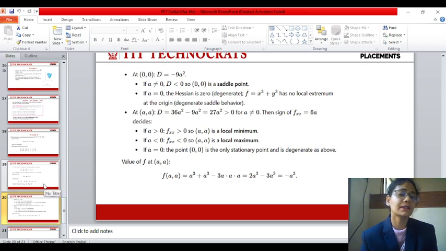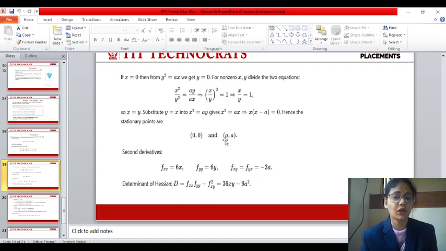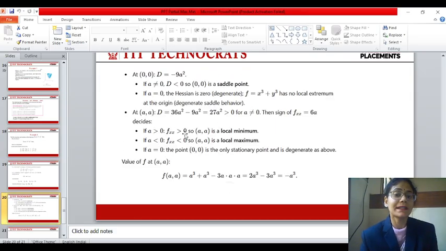Now let us see this for the second point, which is (a, a). For that, put x as a and y as a. 36 a times a square minus 9a square will become 27a square. Now it doesn't matter whether a is positive or negative. We know that the square of any number is always non-negative, but here it should be non-zero. If a is non-zero, this is always greater than 0, right?